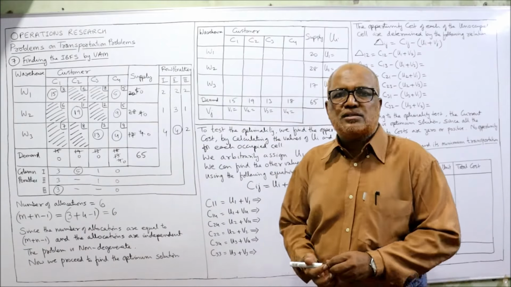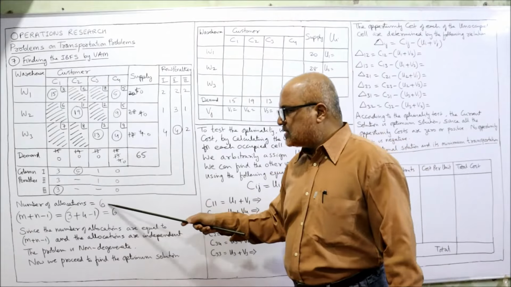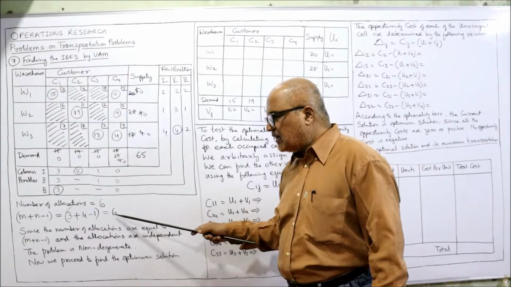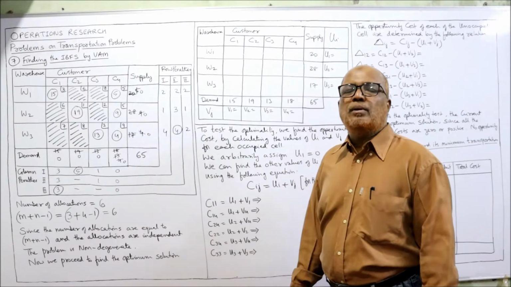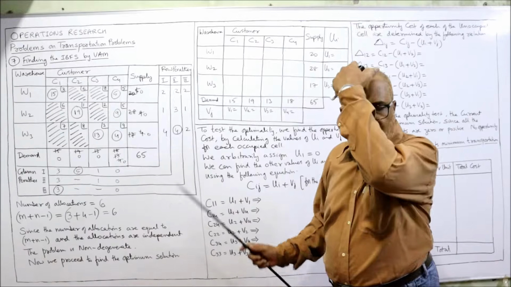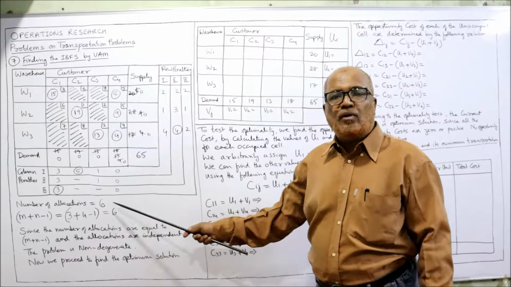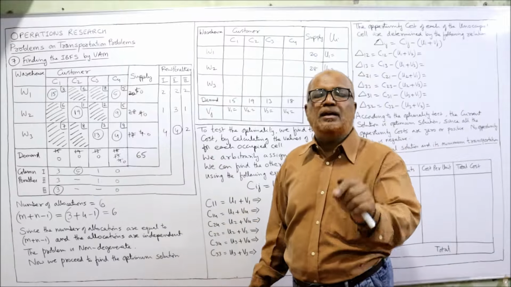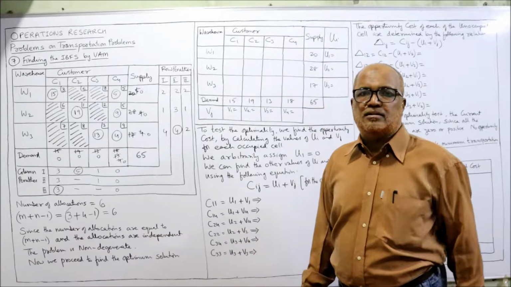Number of allocations are equal to M plus N minus 1. Number of allocations are 6. M plus N minus 1 is also 6. So if this happens, then the problem is called non-degenerate problem. That means before going for optimality test, we have to confirm that number of allocations must be equal to M plus N minus 1. Then only we can proceed ahead.